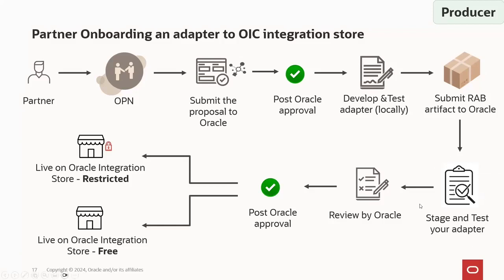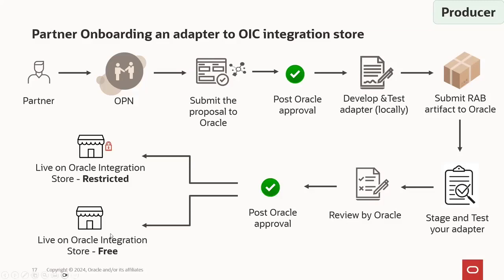And you will have the option to see how it is staged in integration store. And then post review by Oracle and approval, it will go live on integration store. Restricted is where you don't want all the customers. You will have branding and everything on the homepage of OIC for all the 6,000 customers and growing, but you don't want any of these customers to install it. They have to reach out to you and you will negotiate the monetization aspect of it and give them a key to install, right? That's option one.